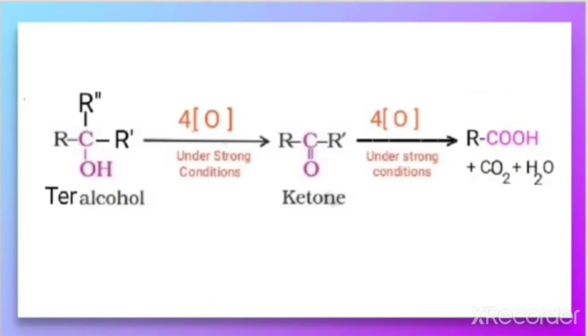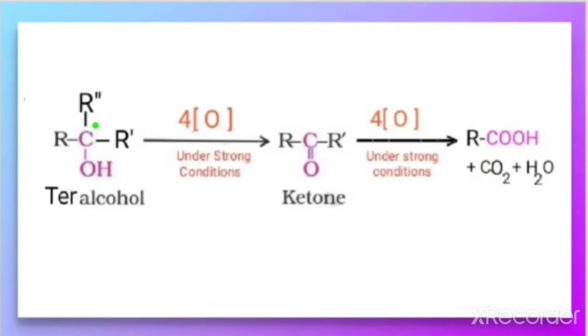A tertiary alcohol is very difficult to oxidize because it does not have hydrogen on the carbon bearing the OH group. That is, this carbon, the alpha carbon, does not have hydrogen. So because of this, it is very difficult to oxidize.